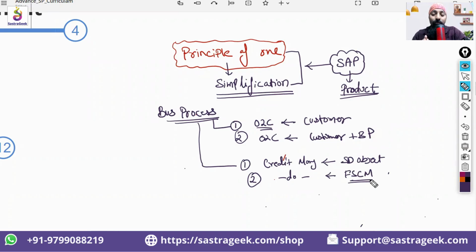So the principle of one is basically the simplification of SAP as a product. The same thing happened with customer and business partner. You can also adopt this customer plus BP approach in ECC. It is very much available. But most businesses stick to the customers and stick to the vendor; they don't adopt the BP. Now, some people do adopt the BP.